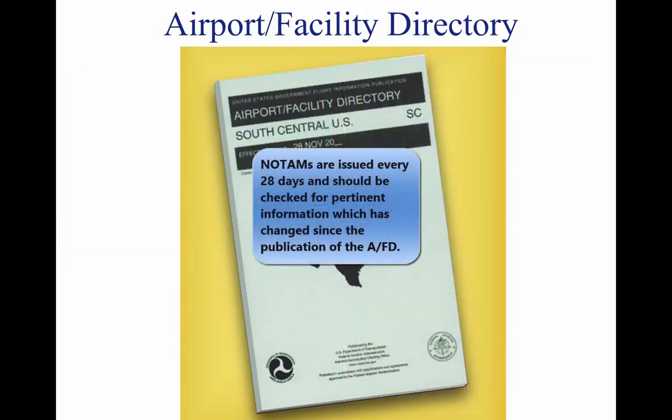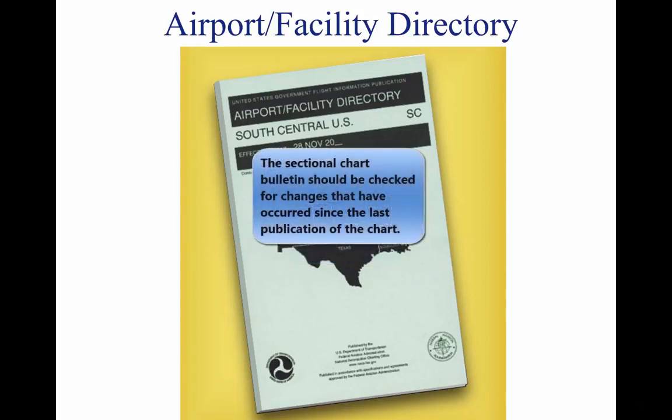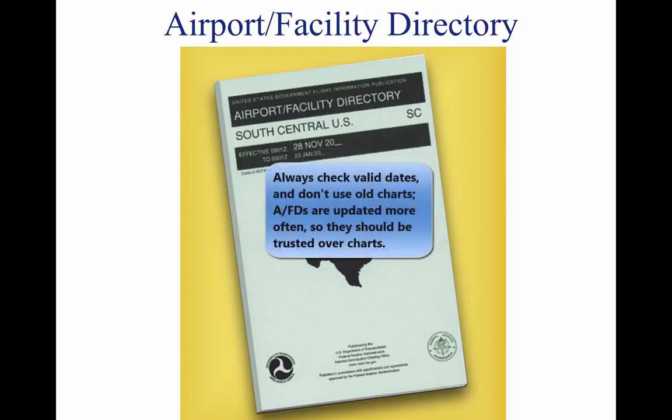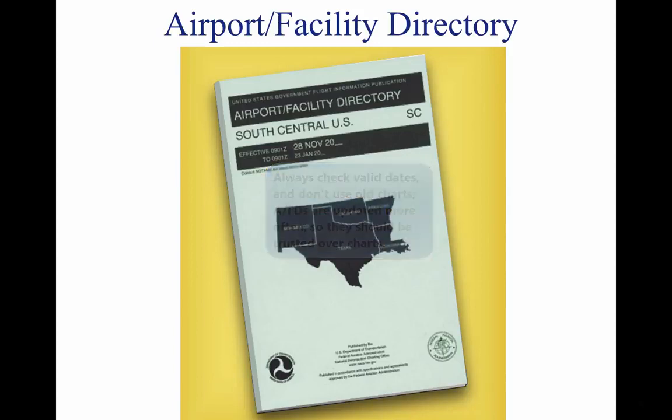The NOTAMs, issued every 28 days, should be checked for additional information on hazardous conditions or changes that have been made since issuance of the AFD. The sectional chart bulletin subsection should be checked for major changes that have occurred since the last publication date of each sectional chart being used. Remember, the chart may be up to 6 months old. The effective date of the chart appears at the top of the front of the chart. The AFD generally has the latest information pertaining to such matters and should be used in preference to the information on the back of the chart if there are differences.